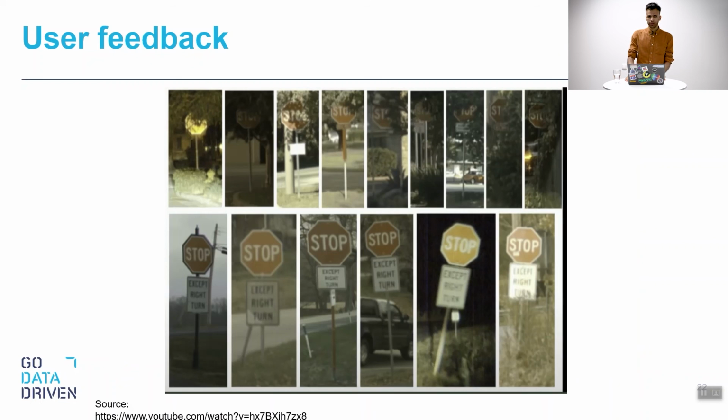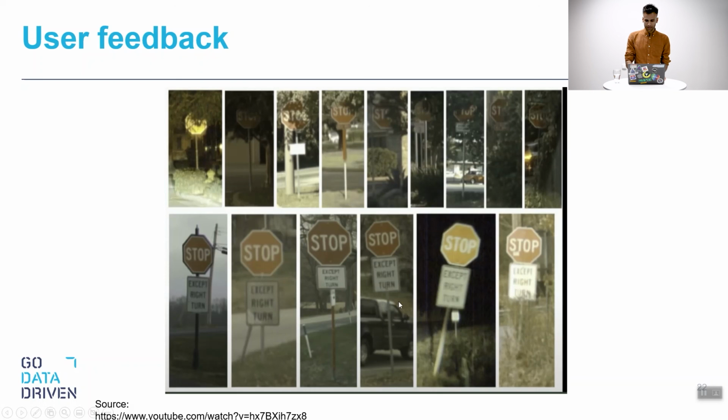So how can user feedback be implemented? A nice example of this is the autopilot feature that Tesla is working on. So here we have some stop signs. Stop signs are typically straightforward, you would imagine. It's just a red hexagon with the word stop on it. But it actually gets a bit more complicated than that. For example, they can be obfuscated by trees and other items.